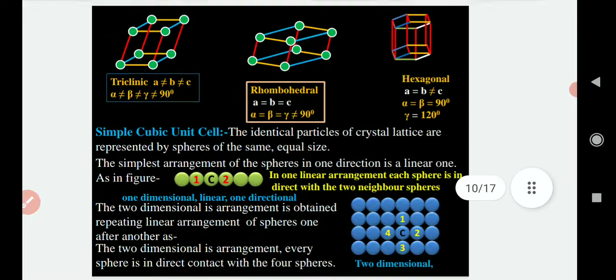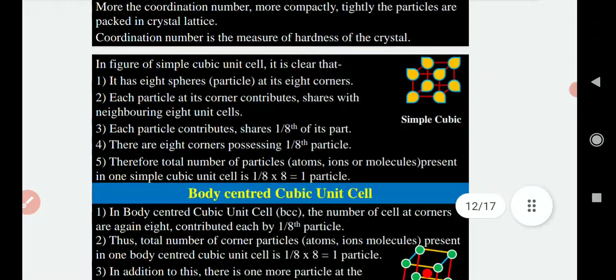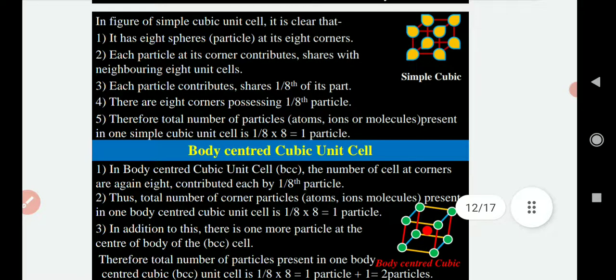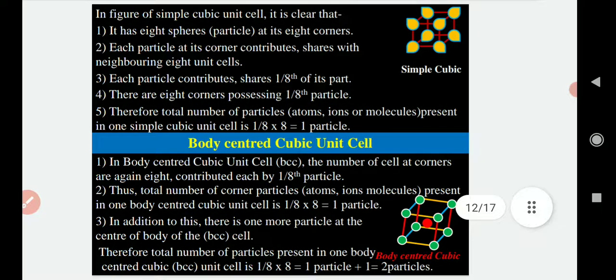Now further we will see how many number of particles are present in a particular unit cell. Now this is a unit cell which is of simple cubic type. In this we have 8 spheres present at the 8 corners of the unit cell. Now see, at each corner only 1/8 part of the particle is present.